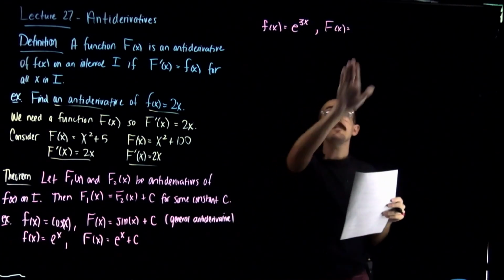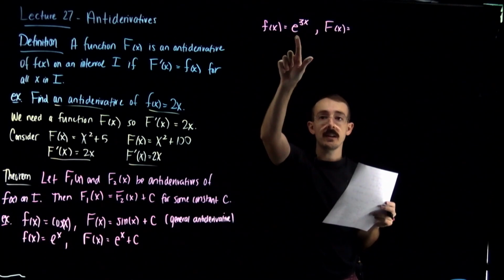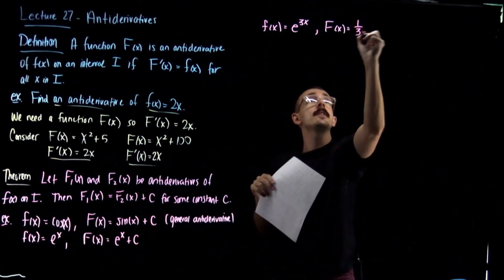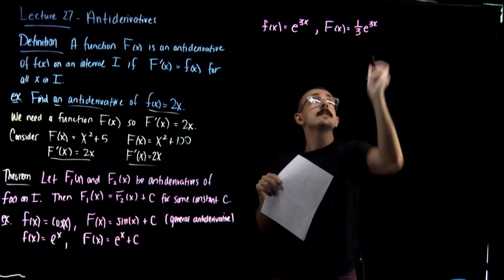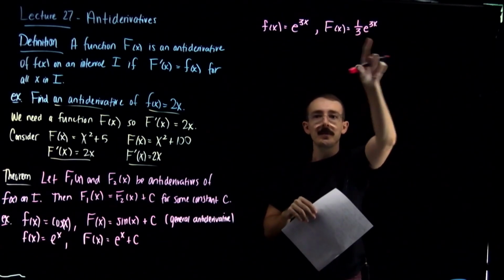Well, think. I need the function so that when I take the derivative, I'm going to get back to where I started again, which is f of x here. So what I'm going to need actually is 1/3 e to the 3x. And you can always check your work, too, for these problems.